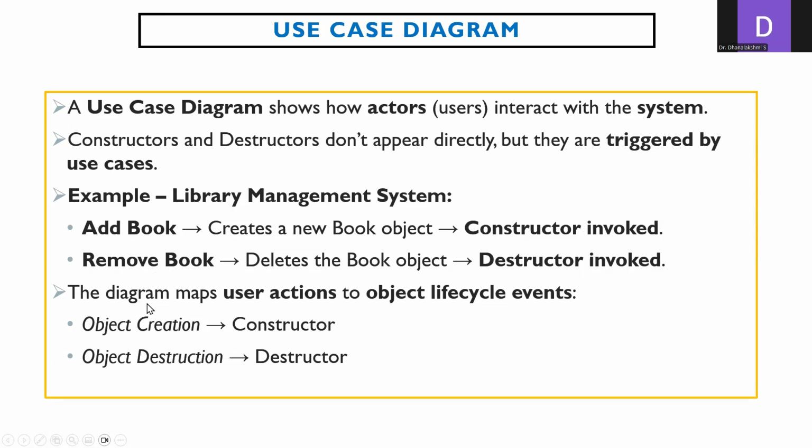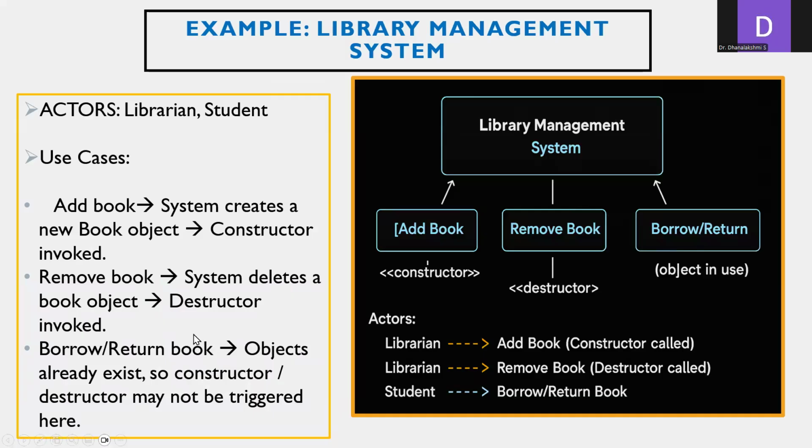So this diagram, which we are going to see in the next slide, is going to map the user actions to the object lifecycle events. Here the object creation is constructor and object destruction is destructor. Here you could see the example for this, the library management system.